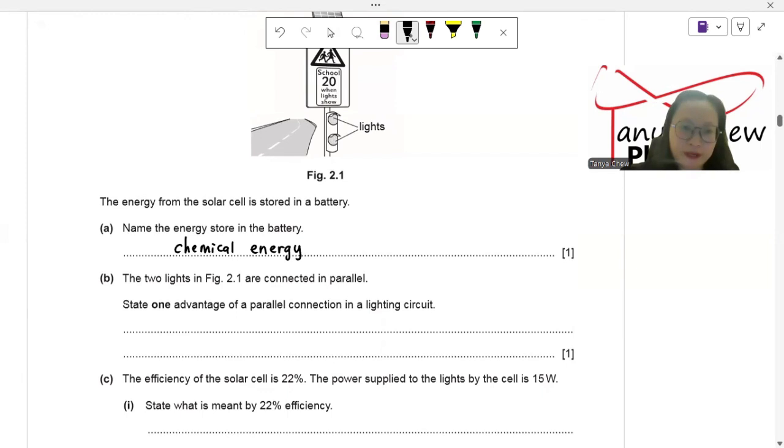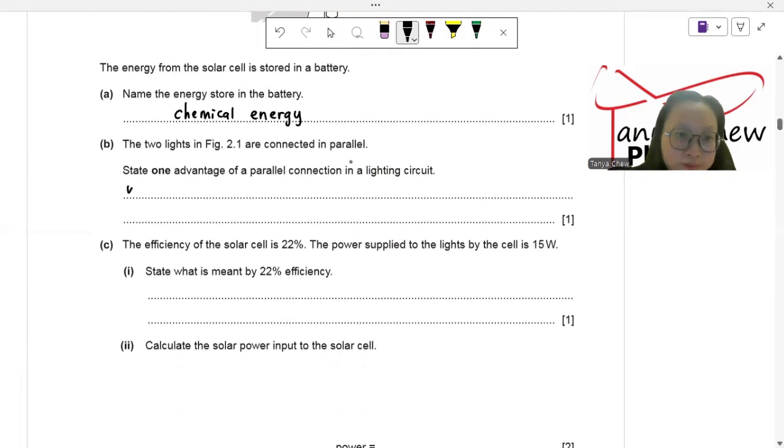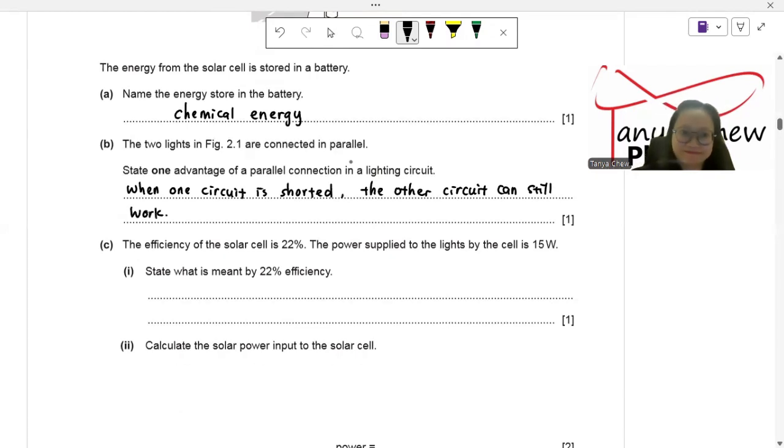B, the two lights in Fig 2.1 are connected in parallel. State one advantage of parallel connection in a lighting circuit. So when you connect in parallel, that means they connect up and down. Side by side is called series. So what is the advantage of parallel? When one circuit is shorted, the other circuit can still work. That is one of the advantages.